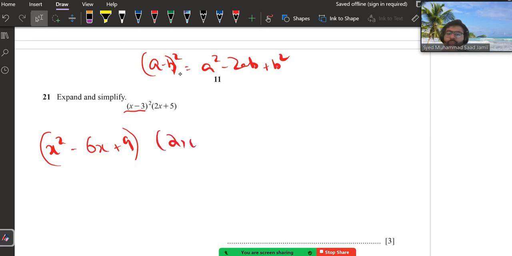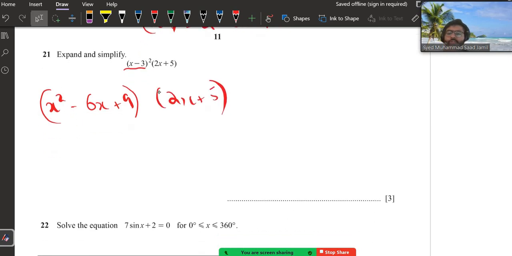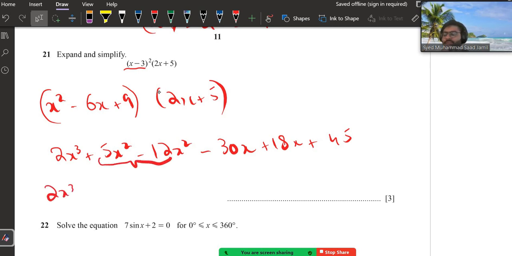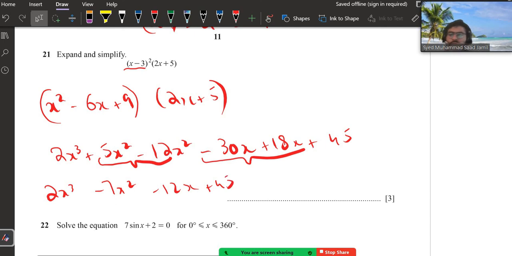with 2x plus 5. This turns out to be 2x cube plus 5x square minus 6 2s is 12, 12x square, minus plus is minus, 6 5s is 30x, 9 2s is 18x plus 45. So look, 2x cube, subtract this, 5 minus 12 is minus 7x square. Solve this, this is going to be minus 12x plus 45. That is going to be your answer.